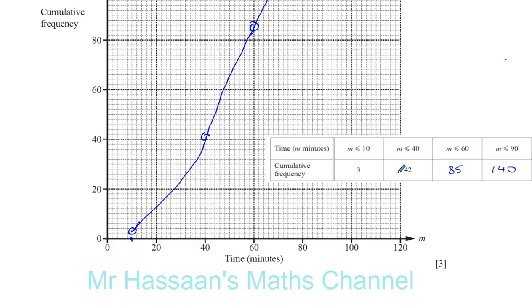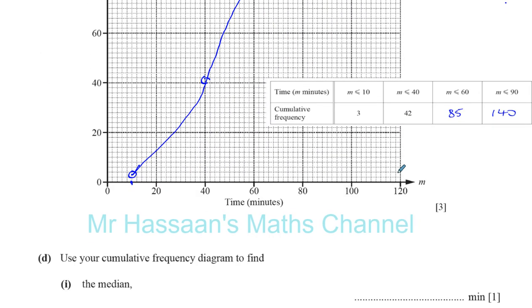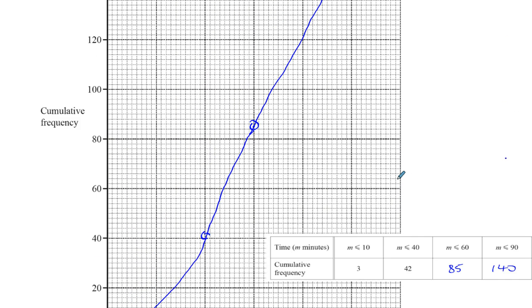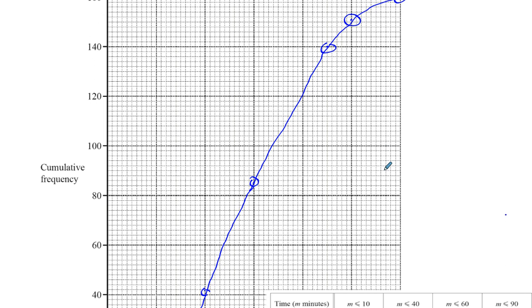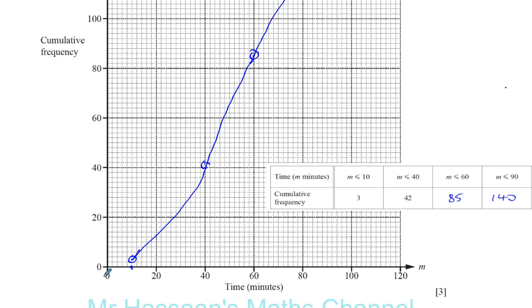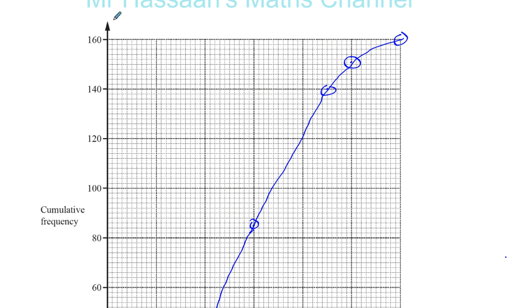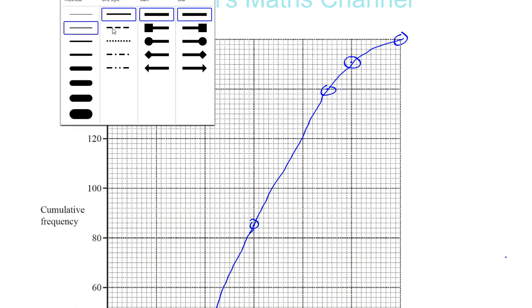Okay, now it says use your cumulative frequency diagram to find the median. Now the median is the middle value when you place everything in order of size. The middle value out of 160 entries is going to be the 80th entry, one halfway up. Half of 160 is 80. So you draw a line across from 80. I'm going to draw it as a thin and dotted line.